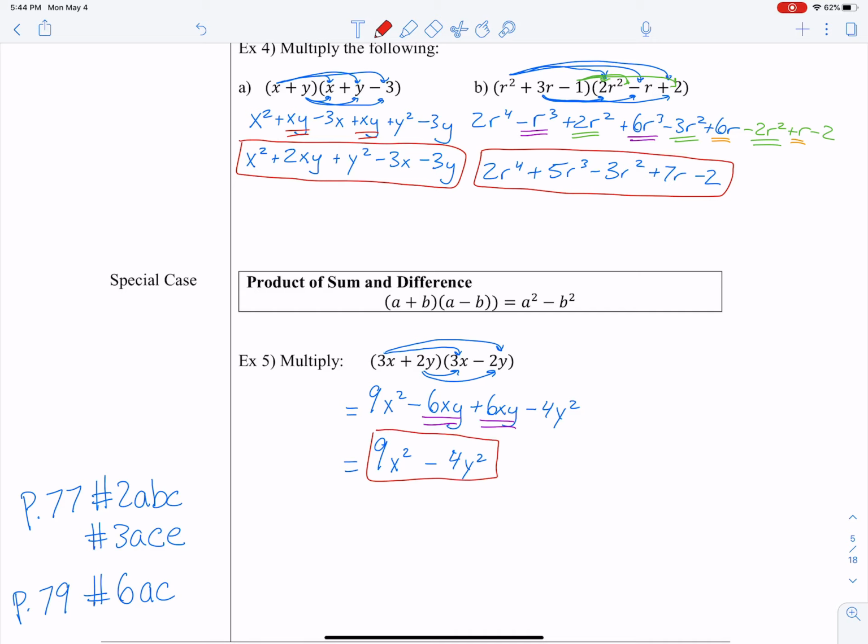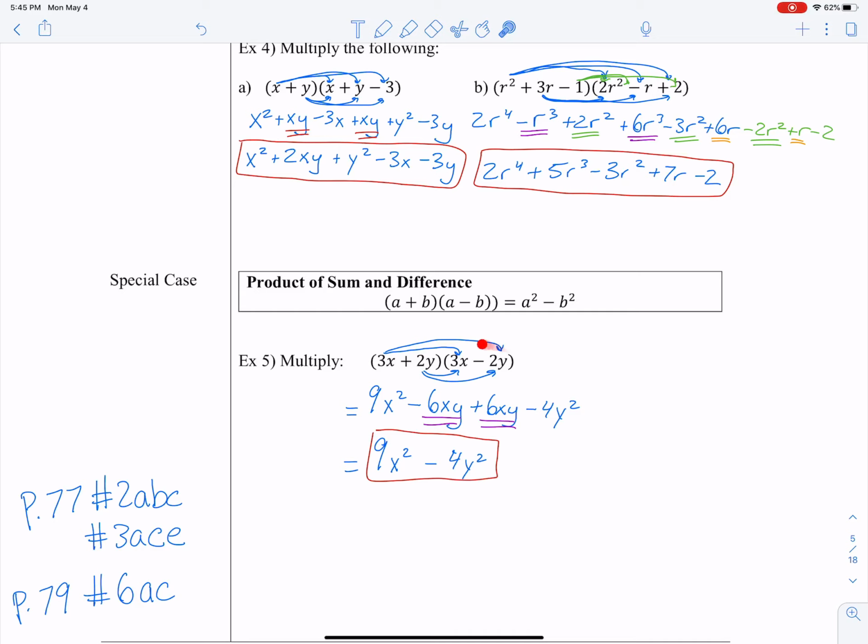Okay. If we looked at our very original one, if we had squared 3x, 3 squared is 9, x squared is, well, x squared. And then subtract. And then we had 2y, so 2 squared is 4, and then y squared. Okay? But it only works if one's a plus and one's a minus. It doesn't work if they're both pluses or they're both minuses. So my recommendation would be to multiply it out every time, and you just notice that these cancel.